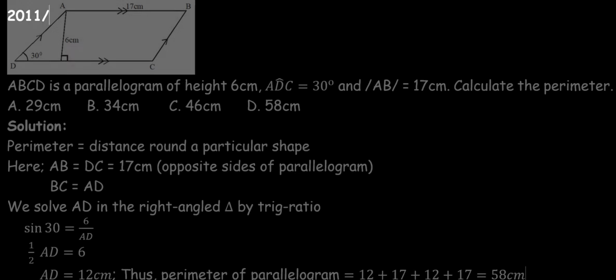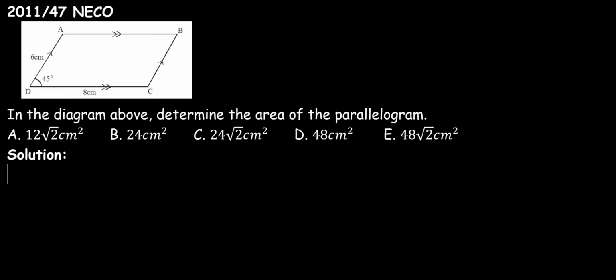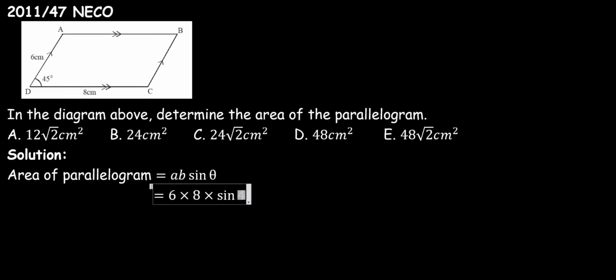Another example, 2011/47 NECO. In the diagram above, determine the area of the parallelogram. The options are given. Solution. Area of parallelogram is equal to AB sine theta. Here, our AB is 6 times 8 times sine 45 degrees.